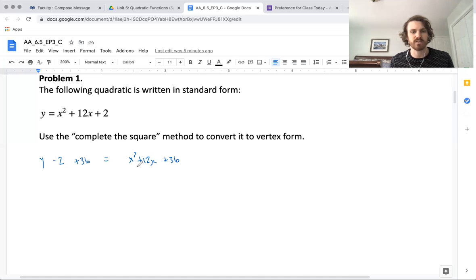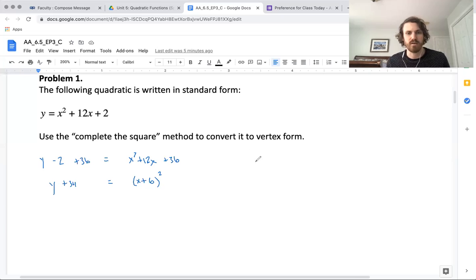I now have a perfect square trinomial on the right, which will factor, and I can write y plus 34 on this side is equal to, and then remember that this always factors to x plus b over 2, which is 6 in this case, squared.